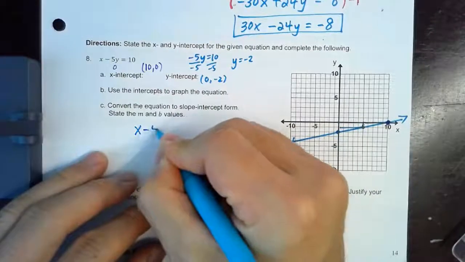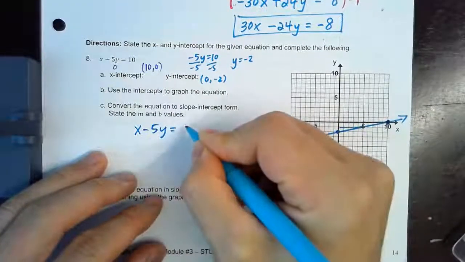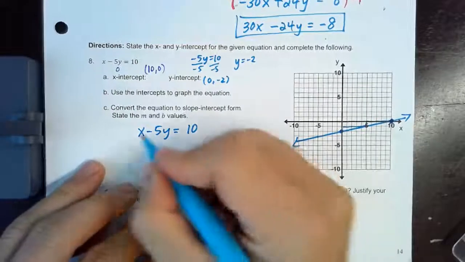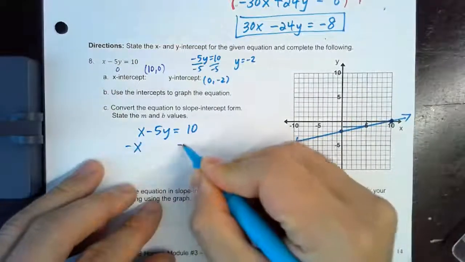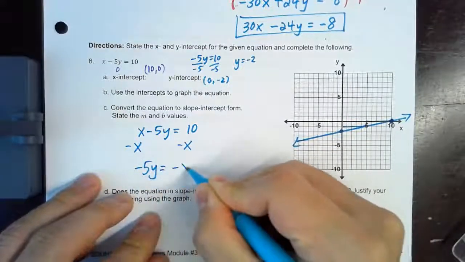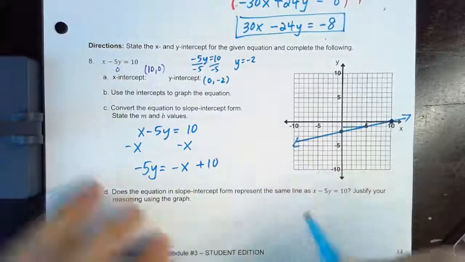Okay, but let's prove that algebraically. So x minus 5y is equal to 10. I now want to convert this to slope-intercept form. So I'm going to first subtract x from both sides. I get negative 5y is equal to negative x plus 10.